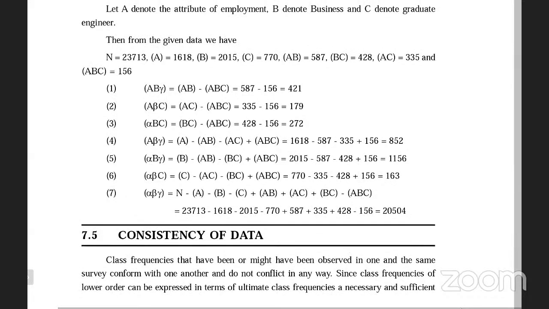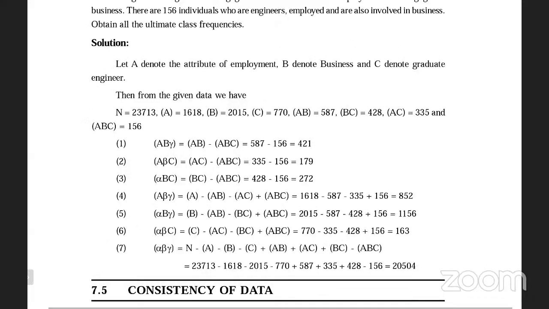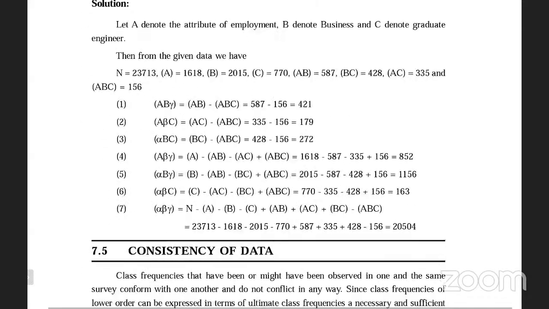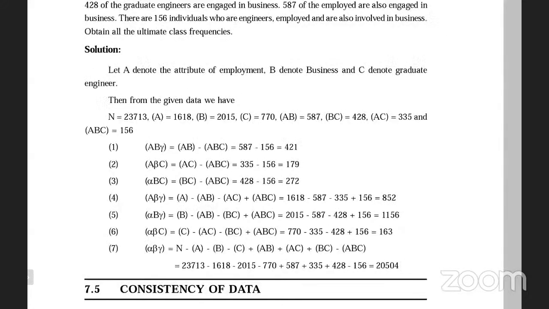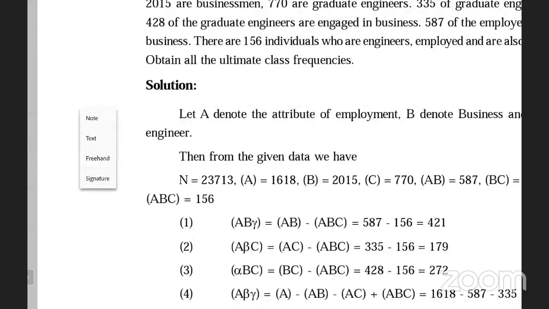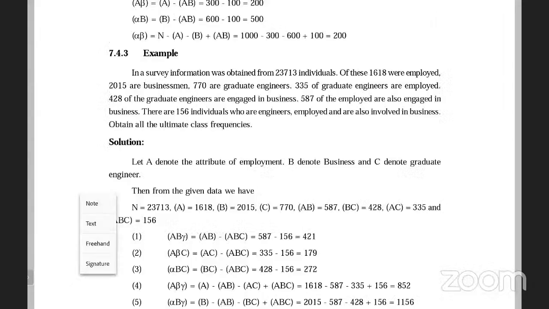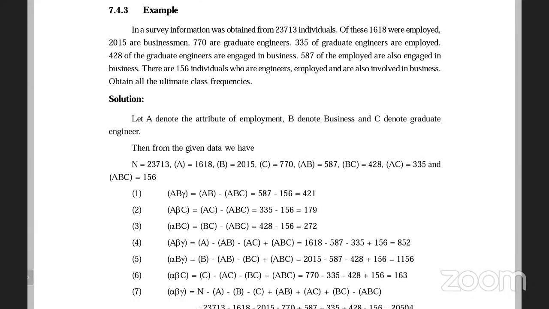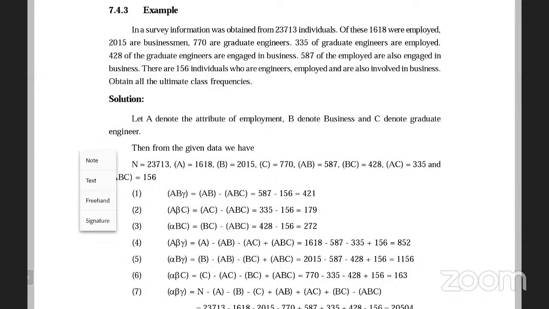These are called the ultimate class frequencies. Ultimate class frequencies we obtain. Once again, check how the problems were solved. Read the question, check the solution, and we get the same result from a simplification point of view. It is very easy and simple, and most important from your exam point of view.